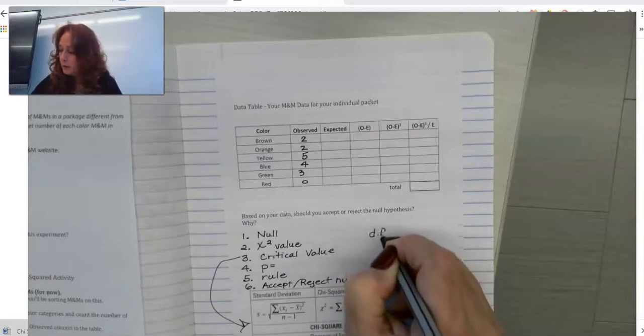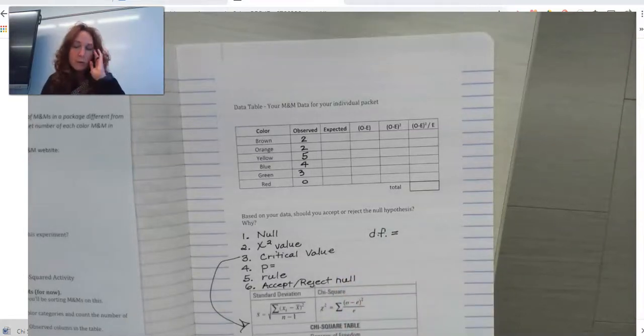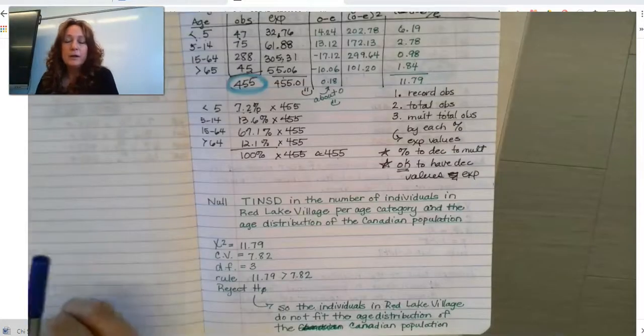Forgot degrees of freedom. See, if y'all were here, you wouldn't let me do that mess. All right, let's check our answers.